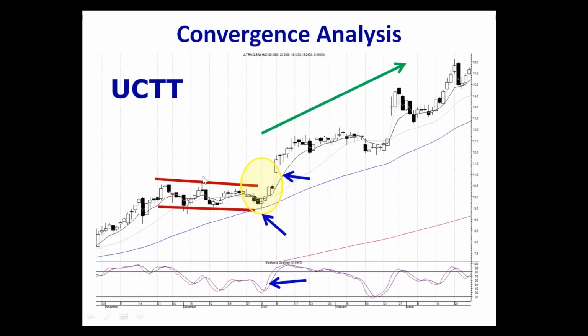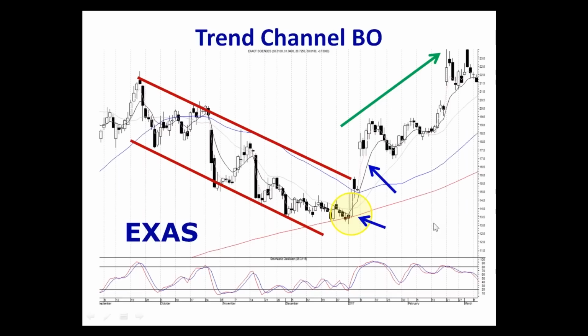UCTT, when it broke out of this little channel with a Doji gap up, there's our scoop pattern. There's about 6 or 8 patterns that you want to learn, because that's the reason we identify those patterns: that's what human nature does time after time, and there's strong expected results.